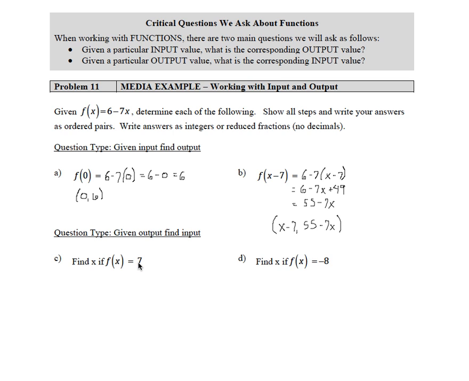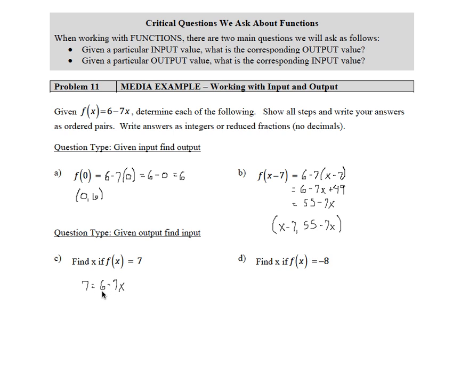So notice the difference. A lot of students get very confused. They see a number 7 and they just start replacing x with 7. That's not what this question is asking. This question says find x, so we don't know x. What we're doing is we are replacing f of x with 7. That means we are going to set our equation 6 minus 7x equal to 7 as an output, and then we're going to solve for x.